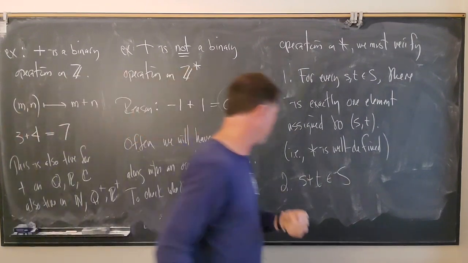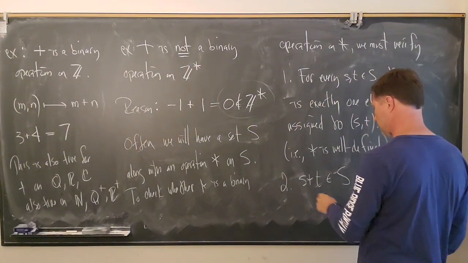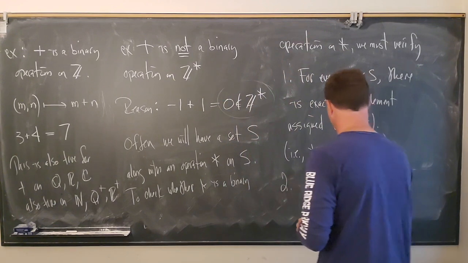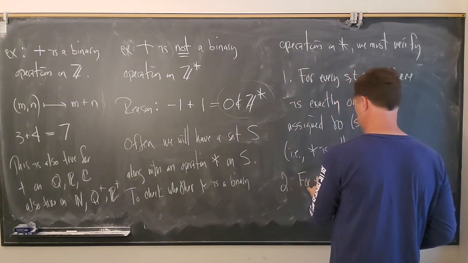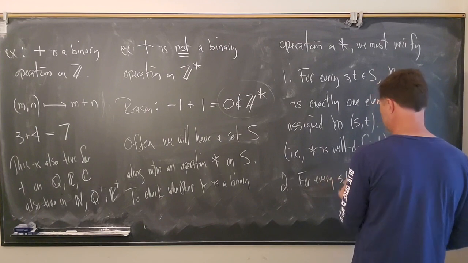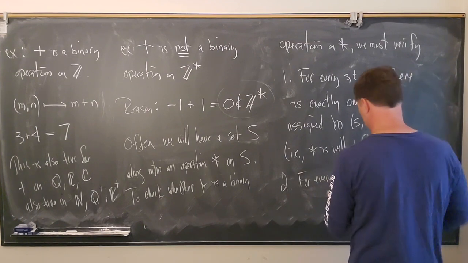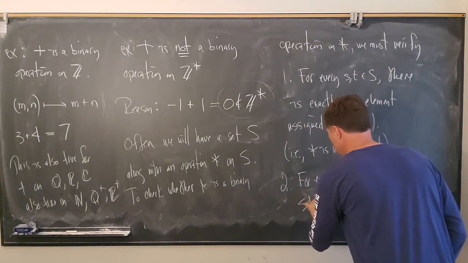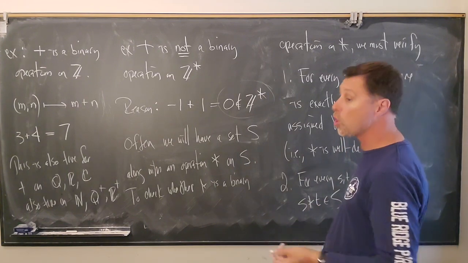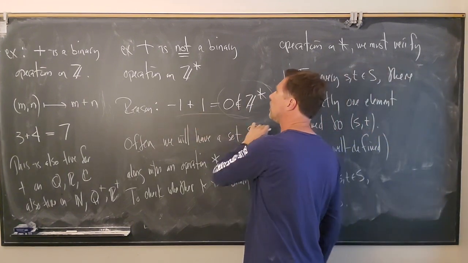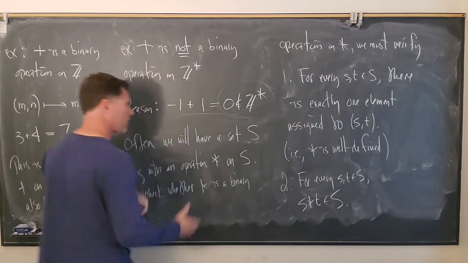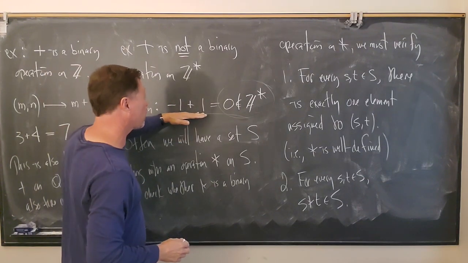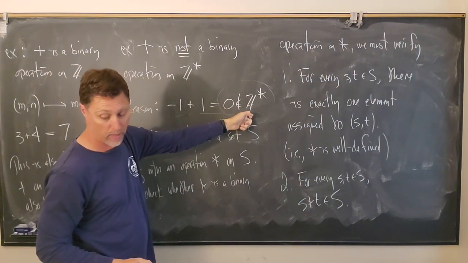Let me say this a little bit better with some quantifiers. For every little s and t in capital S, s star t is an element of S. That is, we get the codomain correct. Here is a place where it failed. It satisfied part 1, since the formula for addition always gives a single output, but in this bad case the output didn't live in the appropriate codomain.